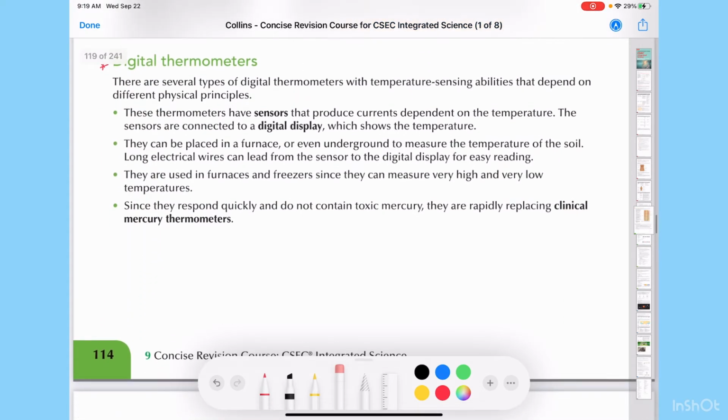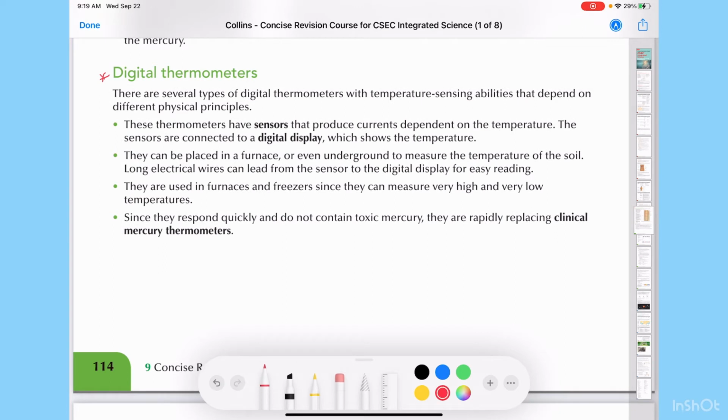Digital thermometers, very popular now. There are many different types, many different brands, they work in different ways, right? But basically they will have some sort of a sensor, and these sensors will produce currents which are dependent on temperature, and the value that they get will be displayed on a digital screen. So you'll see 35.6 degrees, 29.5 degrees, 37 degrees, and so on.